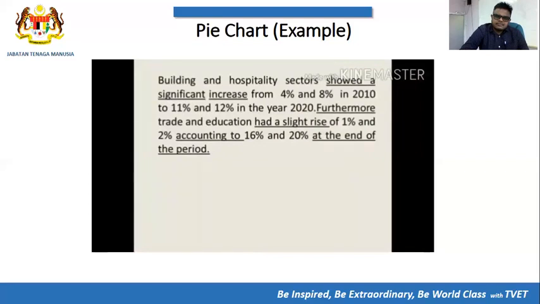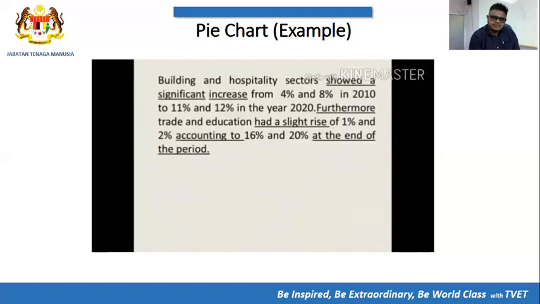So trade and education: if you see the trade in the year 2010, it is 15%. And in 2020, it became 16%, meaning 1% increased. And if you talk about education, in the year 2010, it was 18%. And in the year 2020, it increased to 20%. So that means here we can see a slight increase of 2%. So in this way, we need to show the slight increase and the significant increase of the percentages in the different sectors. This will come in paragraph 2.